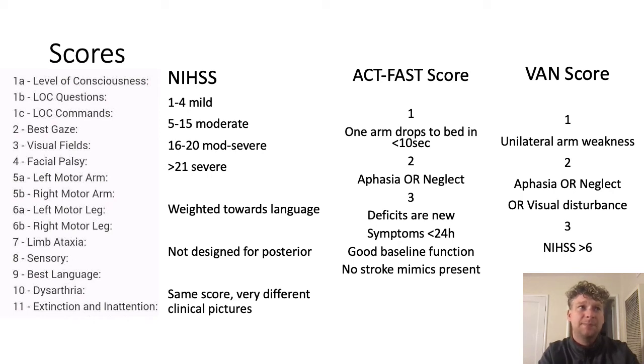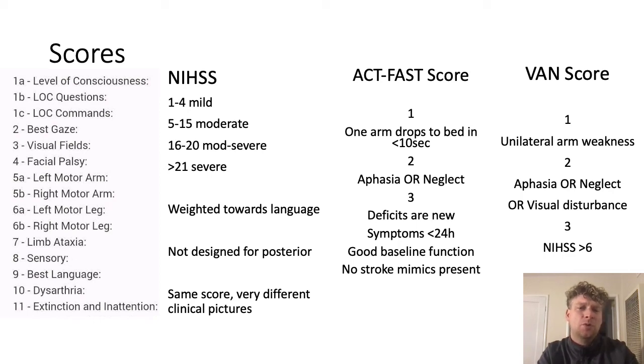So a left MCA stroke with a 25 milliliter volume could have a NIH score of 20, while a stroke on the right MCA of an equivalent size might only have a score of 12. It's also weighted for anterior circulation and less so for posterior circulation.